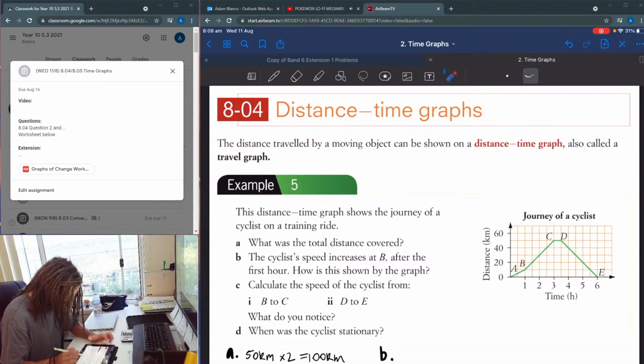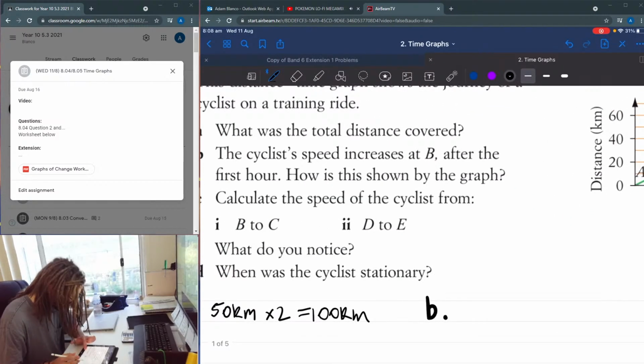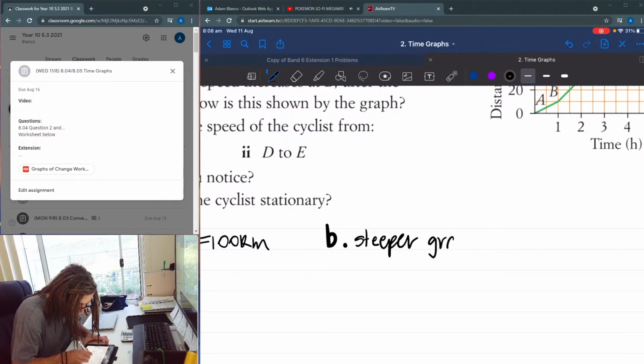Okay, so I'm not going to write that, but actually maybe I will. So what did they say? The cyclist, how is this shown by the graph? Steeper gradient.